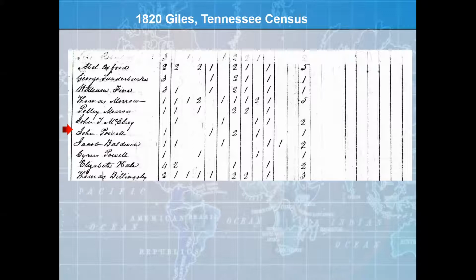There are also other Powells living near my suspected ancestor. By doing some research on these names, I may be able to link my ancestor to these neighbors since families tended to settle nearby one another. In this one, only the head of the household is named and the range of ages is much wider. The slaves and free colored persons are all recorded together.